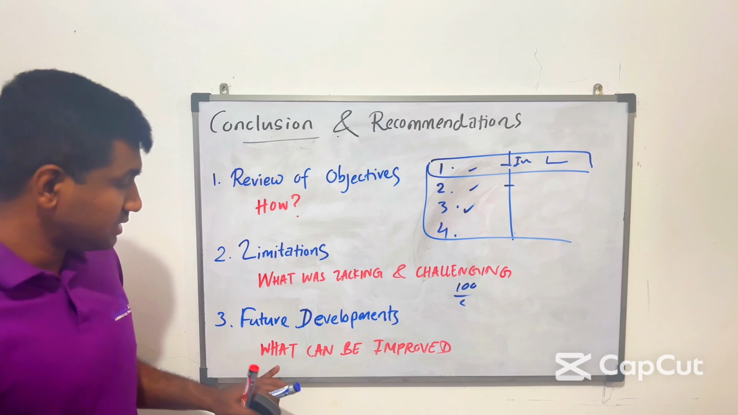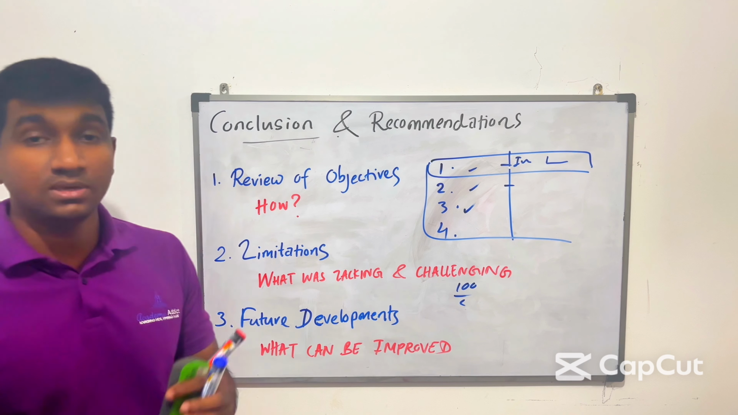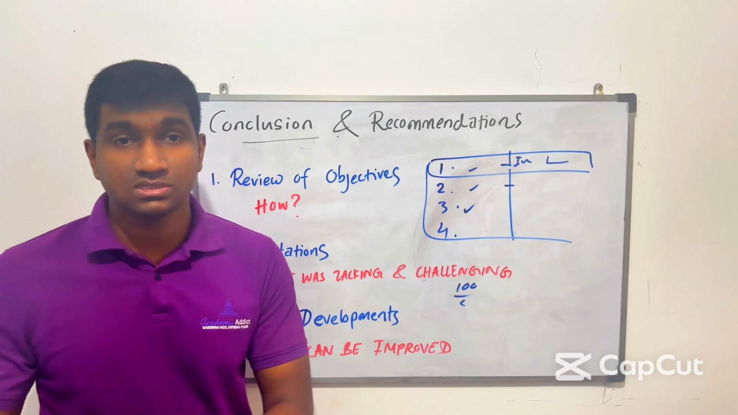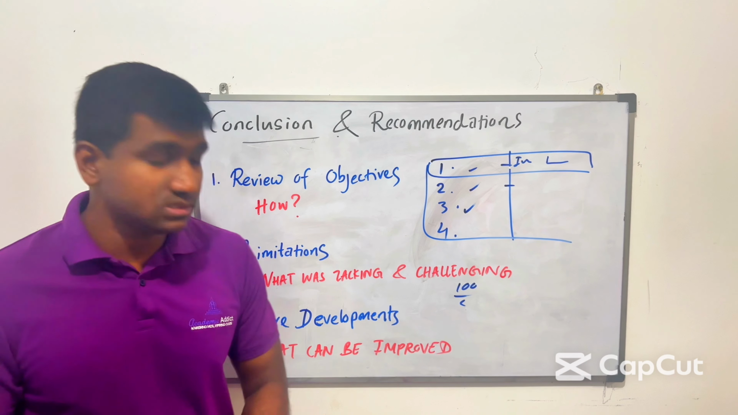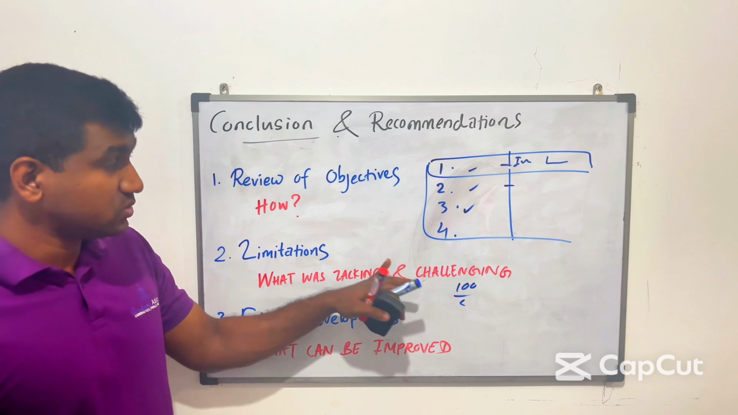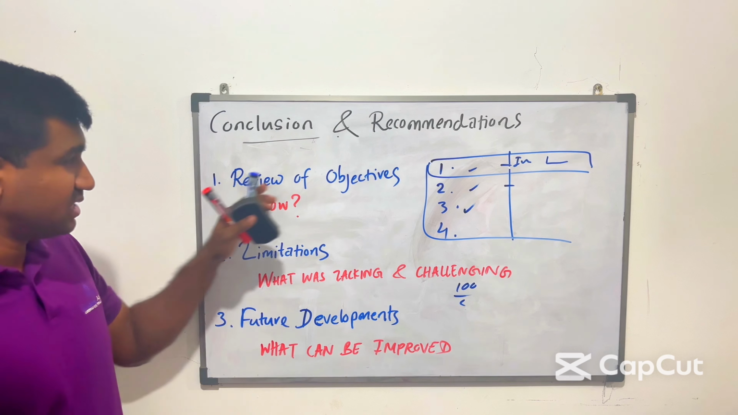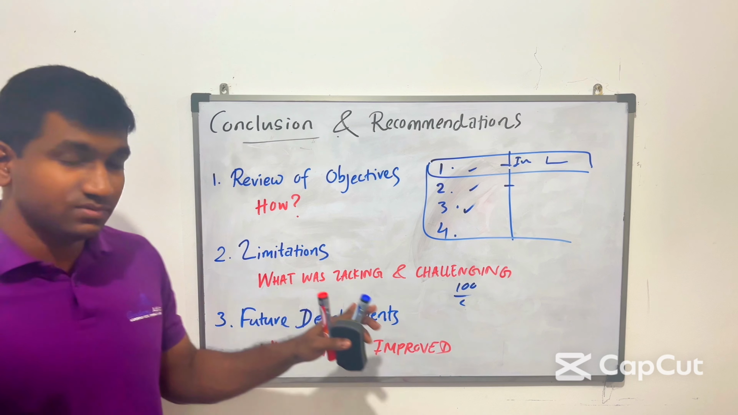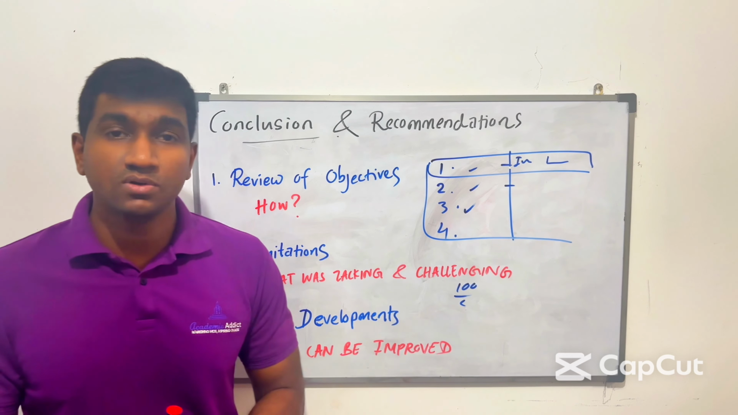So these are the limitations and future developments: what can be improved in the next research, maybe when you're in your final year or doing your master's, based on what you have completed so far. Yeah, so that is about that. It's very simple. Review of objectives, limitations, future development, and there are a few more sections that we will quickly have a look at as well.